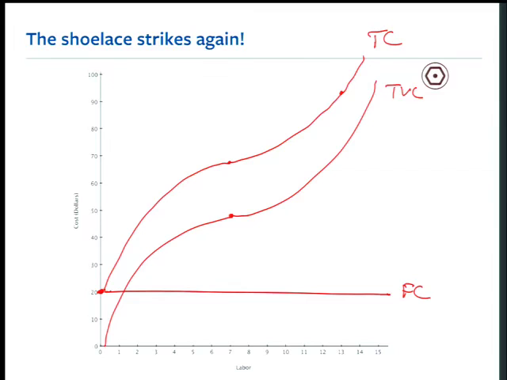One more time, because it's so much fun. Falling, falling, falling. Tangent, and it goes increasing again. So there's a point here, B, where average total cost goes from falling to increasing.